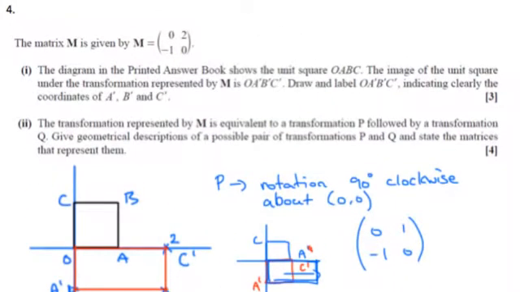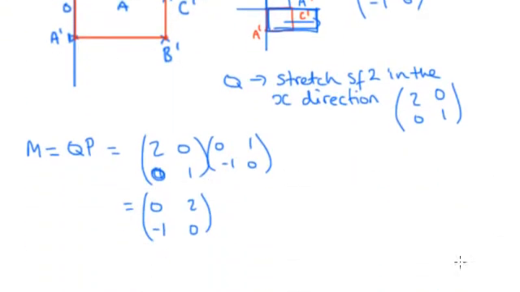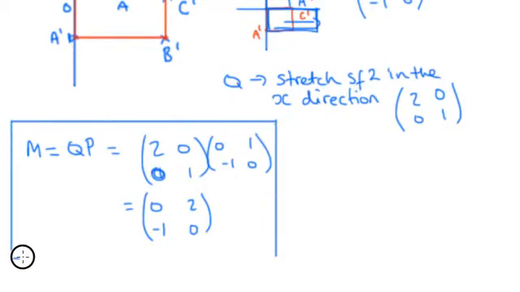0, 2, minus 1, 0 is exactly what we had. So we have done it right. This little check tells me I've definitely got my marks for this question.